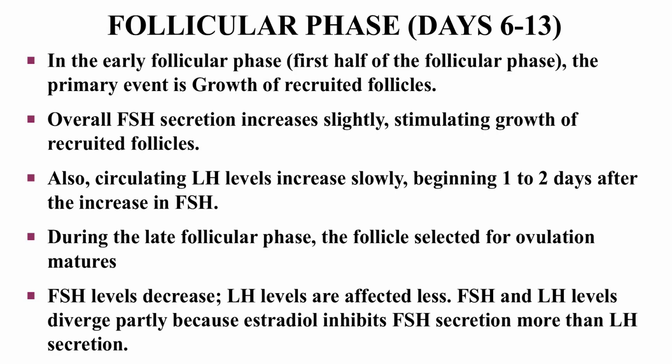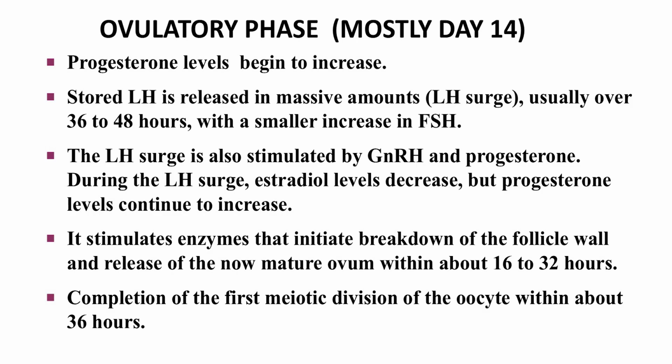Once your ovum is discharged, the remaining part that is left will be called as your corpus luteum, and that will start to secrete progesterone, which will increase its level in the blood. Now, the stored LH will be released in massive amounts, which is called as your LH surge, and this will lead to the proper ovulation function. Now, it will stimulate the enzymes that will initiate the breakdown of the follicular wall, and the ovum will be released to the outside. The completion of the first meiotic division of the oocyte will take place within about 36 hours.